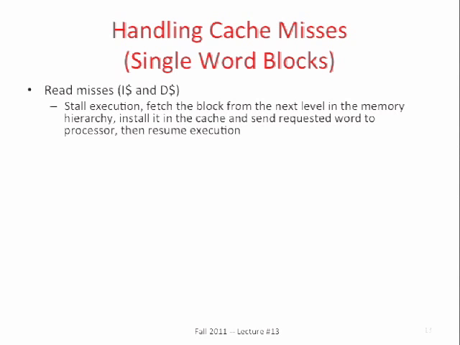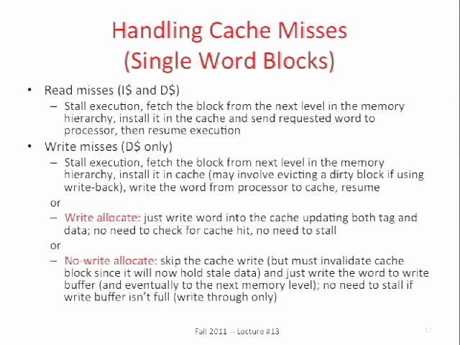Write misses, you have a few different choices. So now you're going to do a store, and the thing that you want to write to is not in the cache, so what do you do? One thing you could do is go get the data. Bring the data in, just like you would on a read miss. Then you update it and set the dirty bit. And then depending on whether you're doing write through or write back, that determines what happens after that.